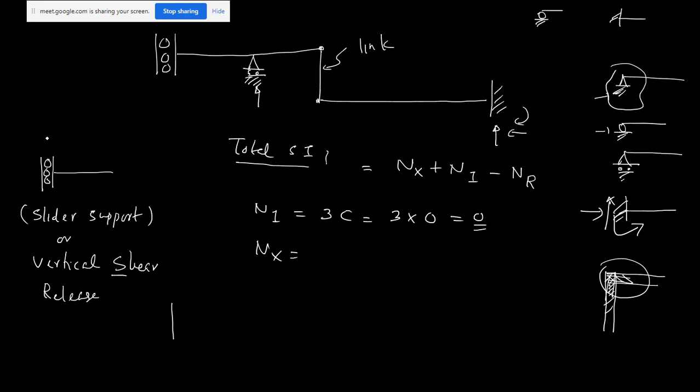This support can move in the vertical direction. There is no restraint against movement in the vertical direction. It can slide simply. If you have a beam with a slider support and apply some load, it can move vertically. That means this reaction will be zero, but there will be a horizontal reaction, and there will be a moment also, because there is restraint against rotation; it cannot rotate freely.